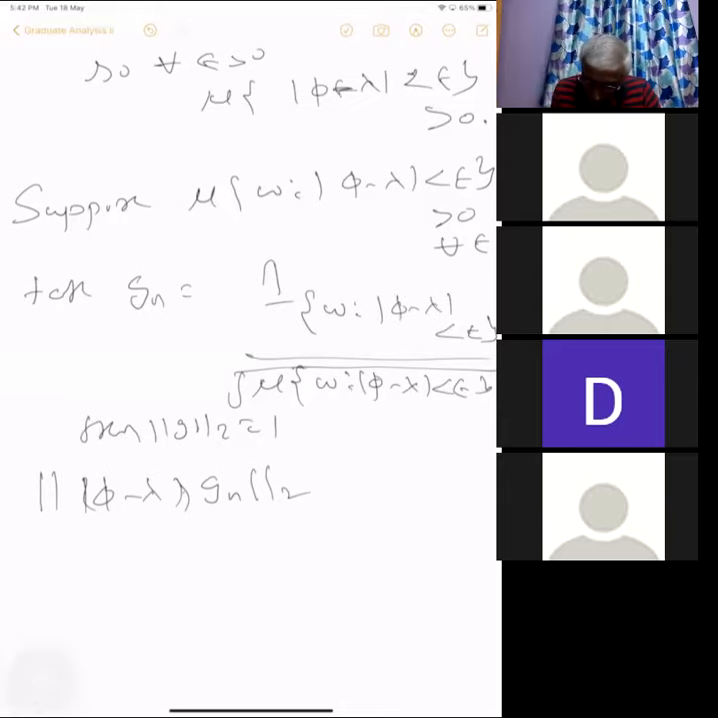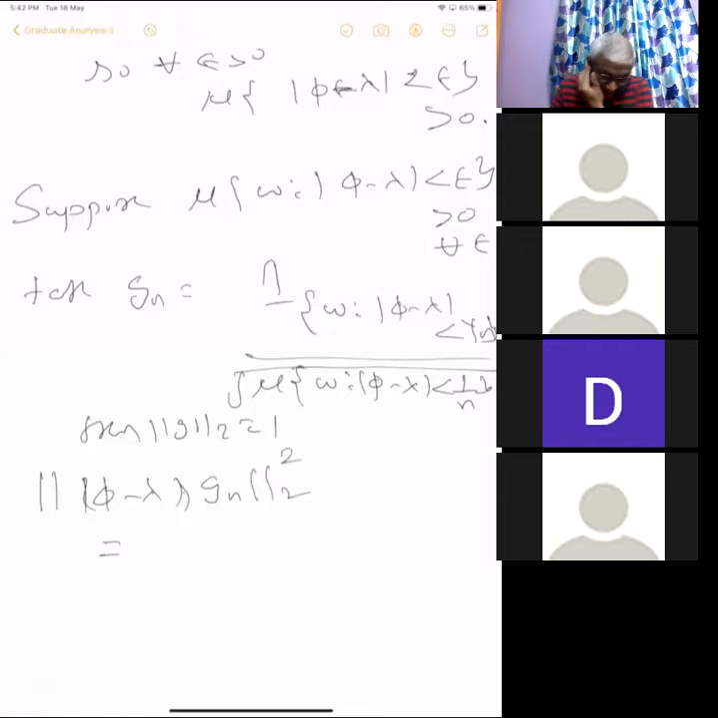Sorry, you should take epsilon as 1 by n. This is not equal to 0. This is strictly greater than 0, so you can divide, and this is less than 1 by n. Then this should go to 0, because you just have to integrate basically. This square is just the integral, which will be smaller than 1 by n times something which is norm 1, so that will be less than 1 by n.